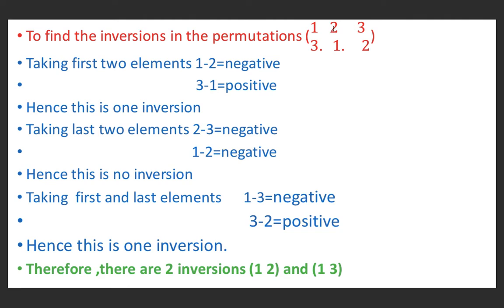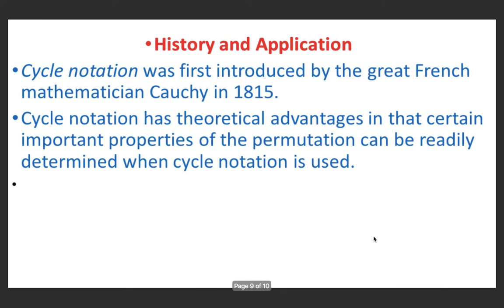If we take the last two elements, 2 minus 3 is negative, image of 2 is 1, image of 3 is 2, and therefore 1 minus 2 is also negative. Hence there is no inversion. If we take the first and last elements, 1 minus 3 is negative and image of 1 is 3, image of 3 is 2, and 3 minus 2 is positive. Hence there is one inversion. Therefore there are two inversions, (1, 2) and (1, 3).